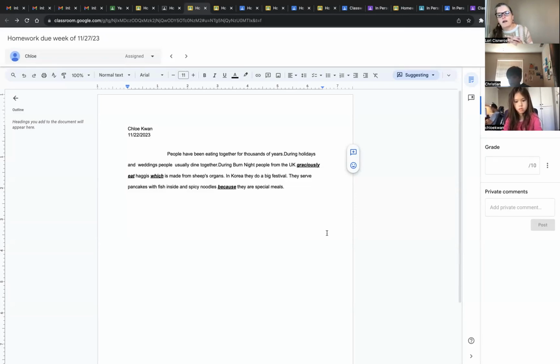I do want to point out while you're doing that, you did your first sentence, people have been eating together for thousands of years. That works. On your keyword outline, you do have special occasions. And that really is the topic for the first paragraph, called special occasions. So you should mention that in your first sentence. I see you on there. Good job, Chloe.